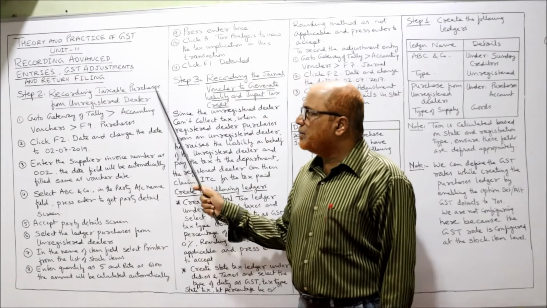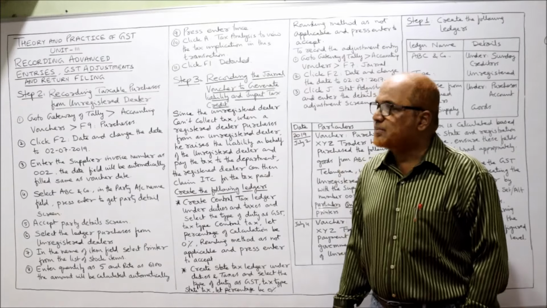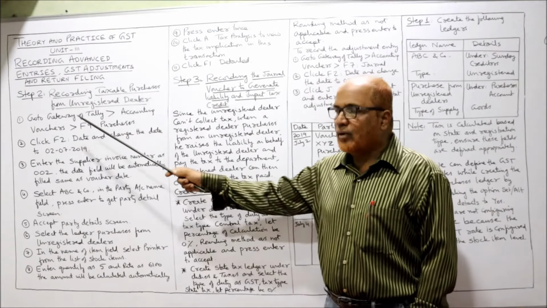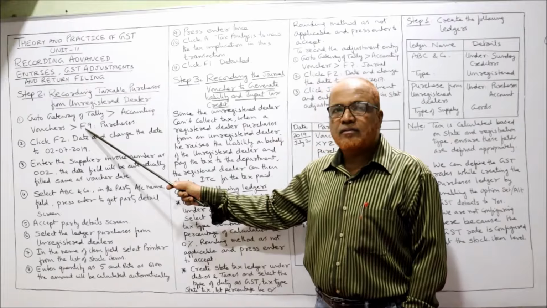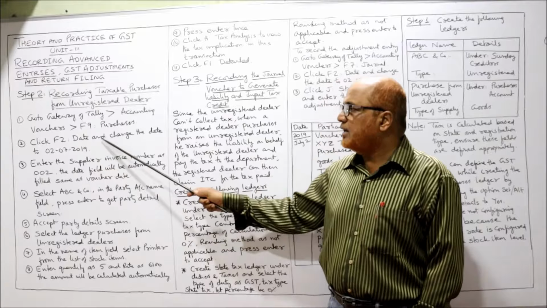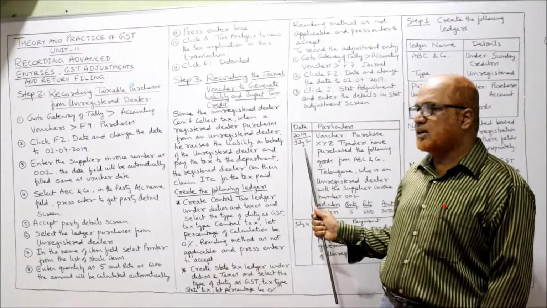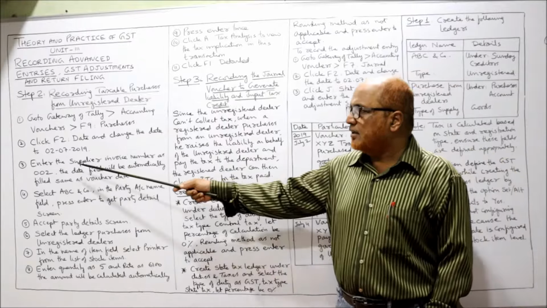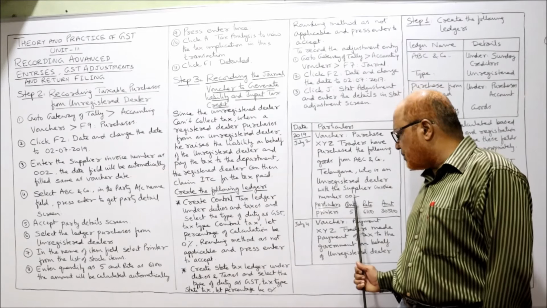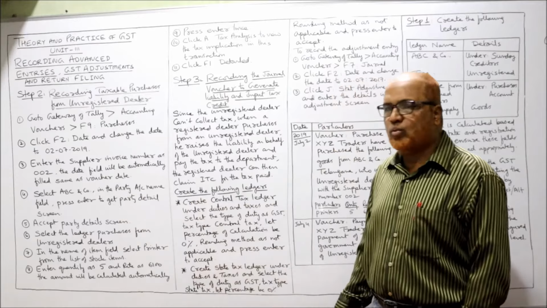Recording taxable purchases from unregistered dealers. So how to record, what are the steps involved? First, go to Gateway of Tally, select accounting vouchers, press F9 for purchases. Second step, click F2 for date and change the date to 2nd July 2019, because we have purchased on 2nd July 2019. Third, enter the supplier invoice number as 002, which we have already decided. The date field will be automatically filled as the voucher date.